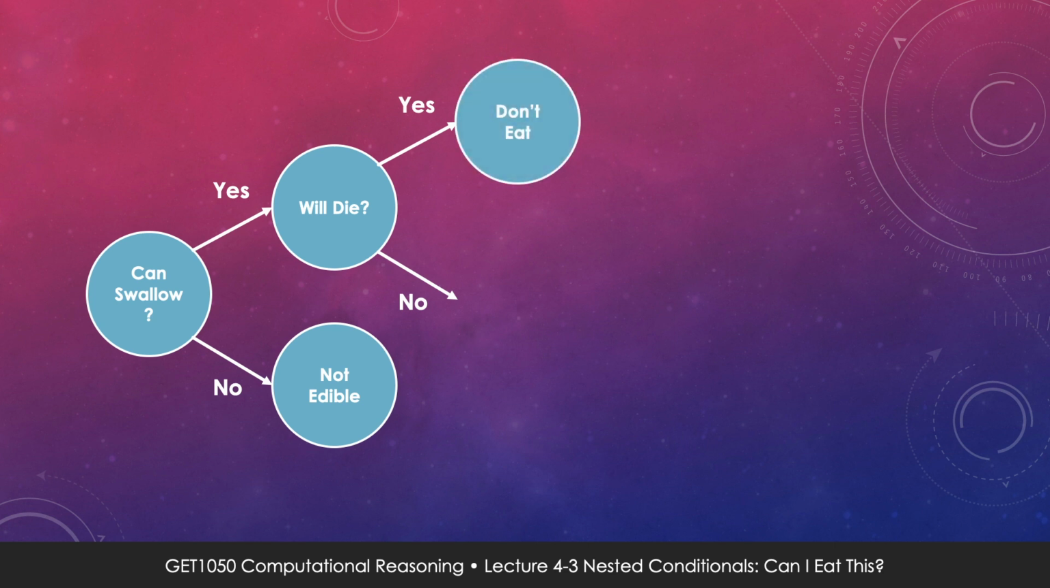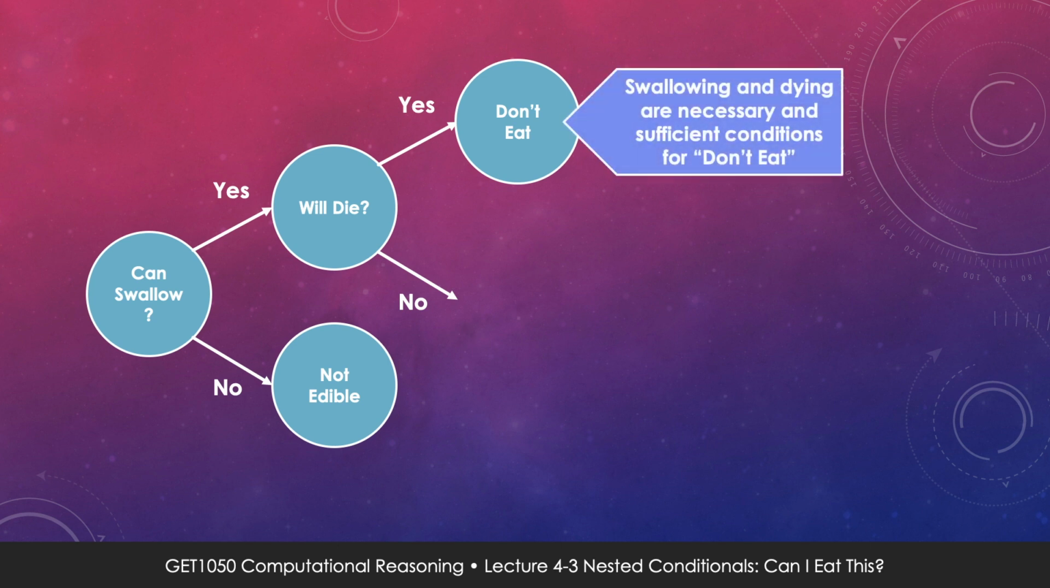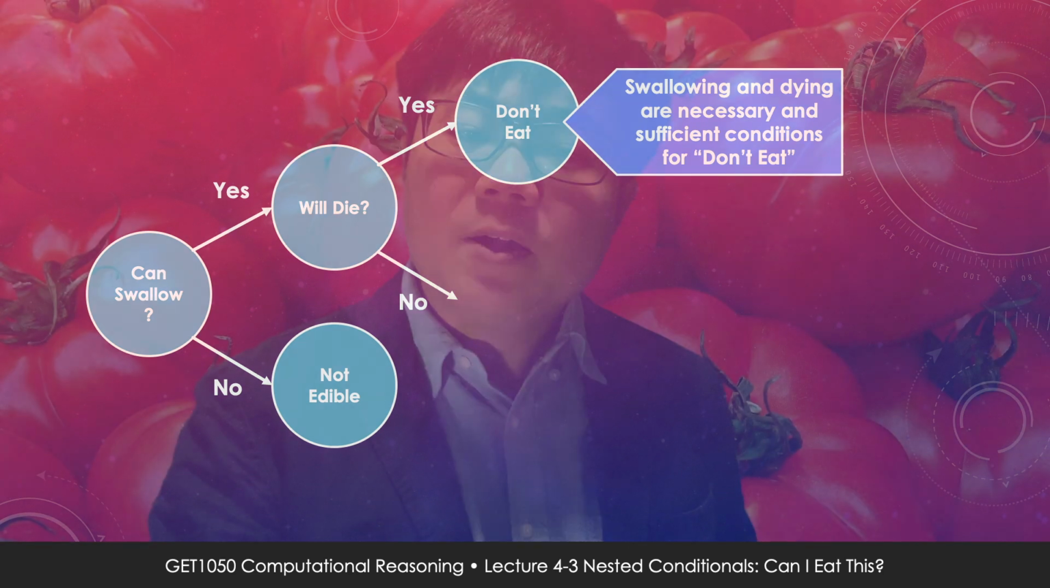Is this all that we have to say? Yes, right. In which case, being able to solo and dying from it are both necessary and sufficient conditions to the outcome don't eat. Now, if you notice, we still have 2 more outcomes that we want to classify. Must eat and eat if you must.